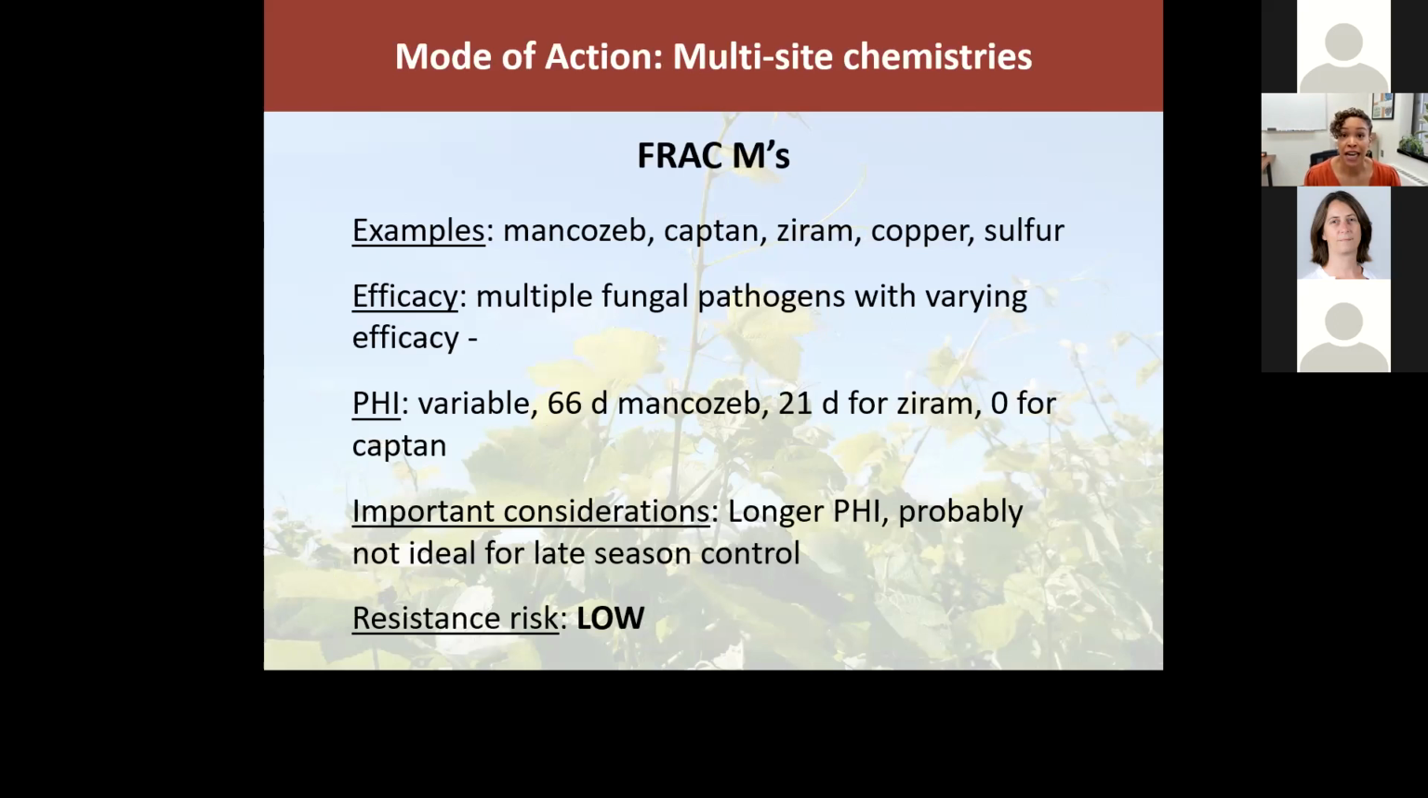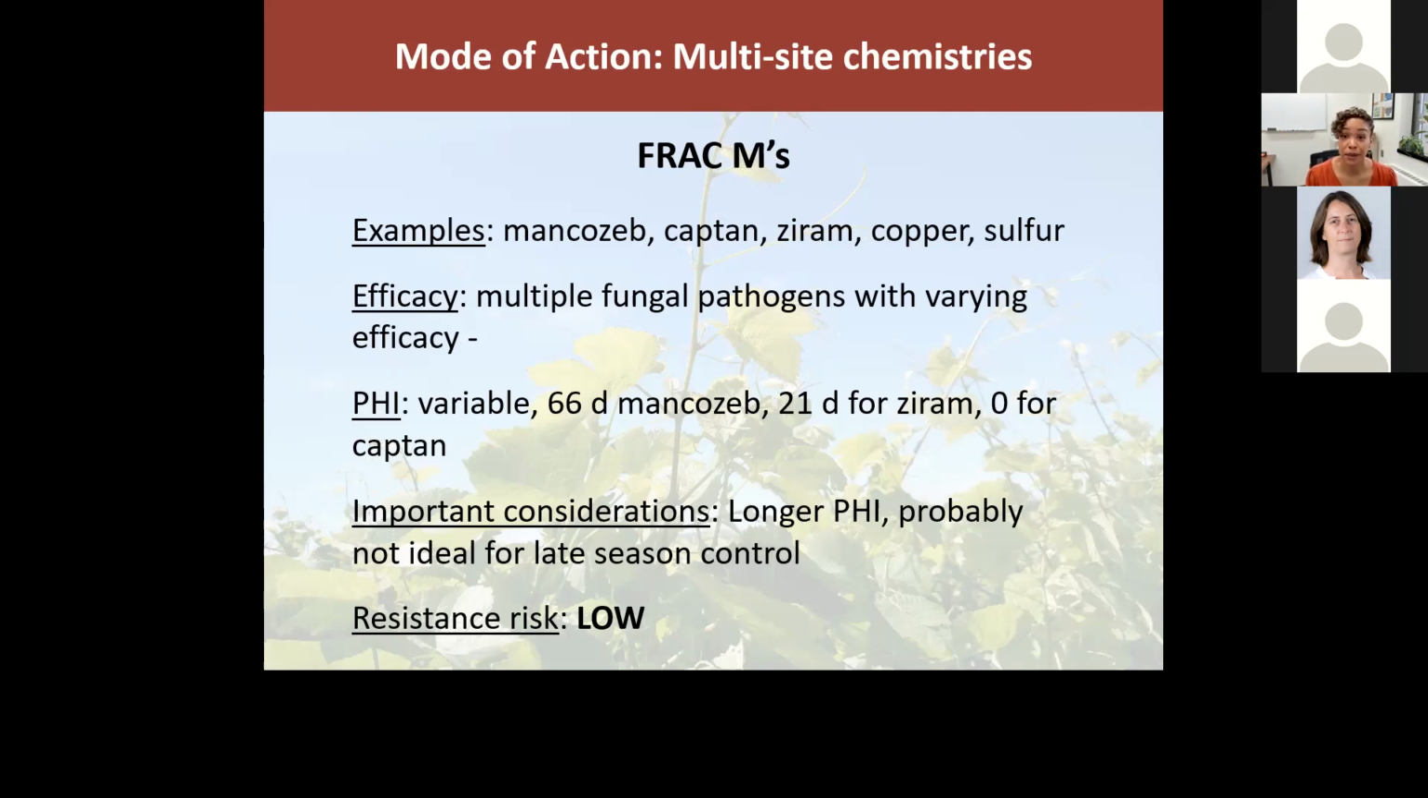So jumping into some of the chemistries we have available. Now, I'm not going to be able to talk about every single FRAC group and chemistry that we have available to us in grape for disease control, but I want to highlight some of the maybe more common ones that we tend to use and that we tend to see recommended.